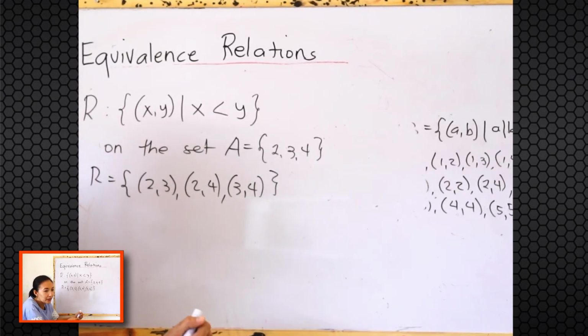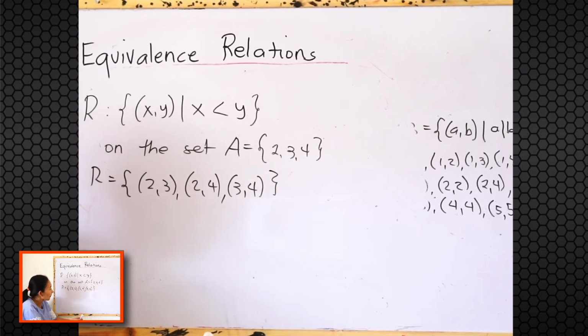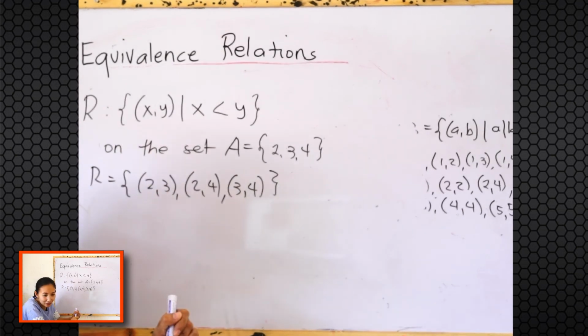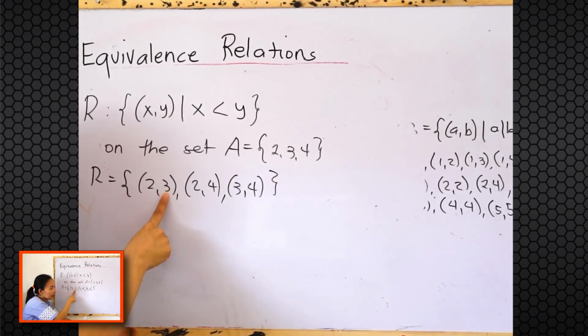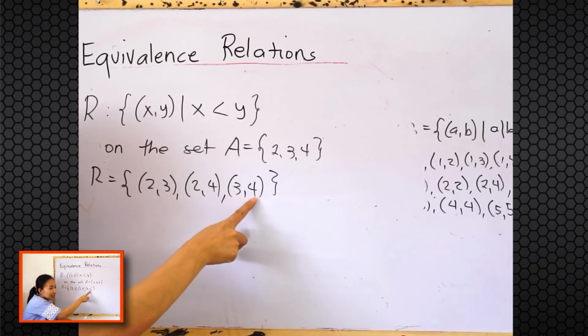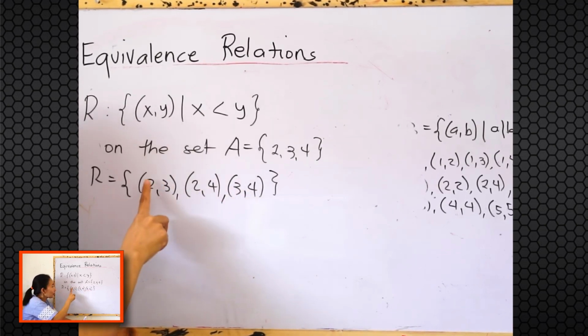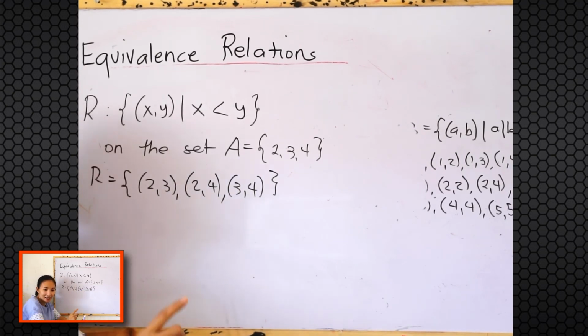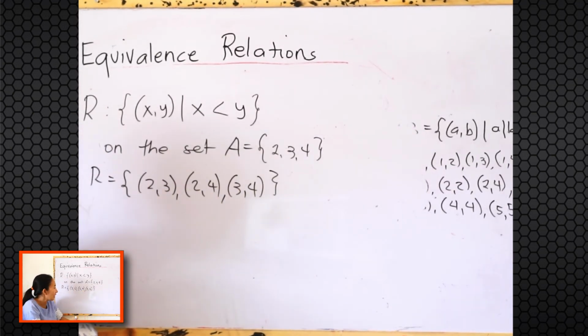Looking at the first property, reflexivity: did it satisfy reflexivity? No. It's not reflexive. Is it symmetric? No, not even. Not (2,3) and (3,2). But is it transitive? 2 is related to 3, and 3 is related to 4. Therefore, 2 is related to 4. Do we have it? Yes, it is transitive. It is transitive, but it is not symmetric and not reflexive.